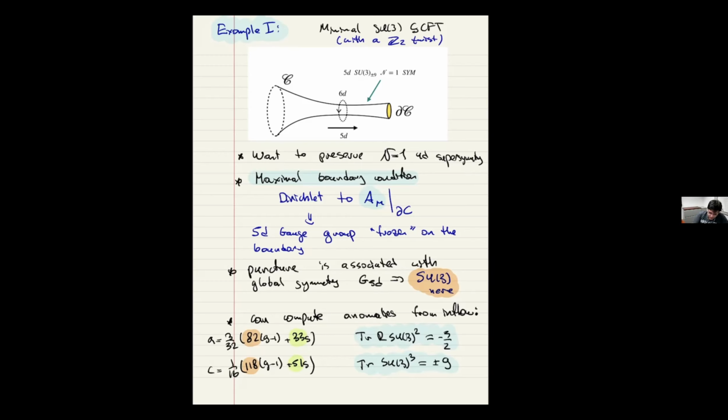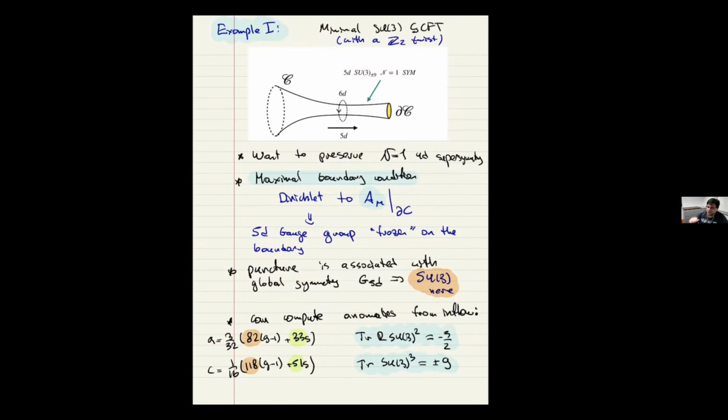Now, what is happening with this boundary condition? Since you have this Dirichlet boundary condition, you can think of this 5D gauge symmetry as being frozen on the boundary. So what you effectively have done is produce an additional factor of global symmetry, which is associated to each one of the punctures. If you have many punctures, you can do it for every puncture. And this global symmetry is the 5D gauge symmetry. So it's SU3 global symmetry for each puncture.